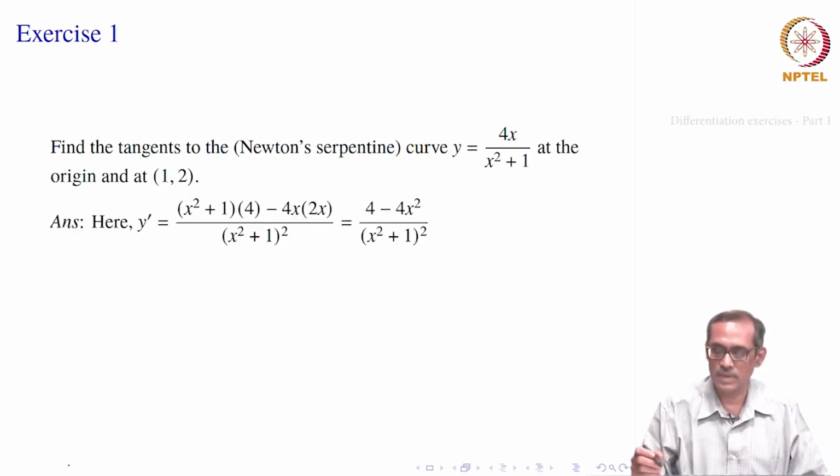So, first we differentiate and evaluate at 0 to get their slope. Similarly, at x equal to 1 to get the slope, and then use the straight line formula that it passes through 1, 2 and having this slope.